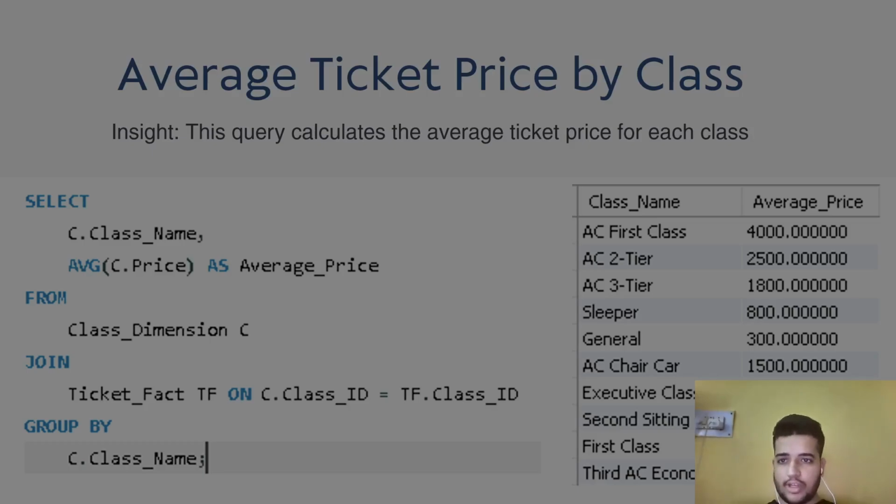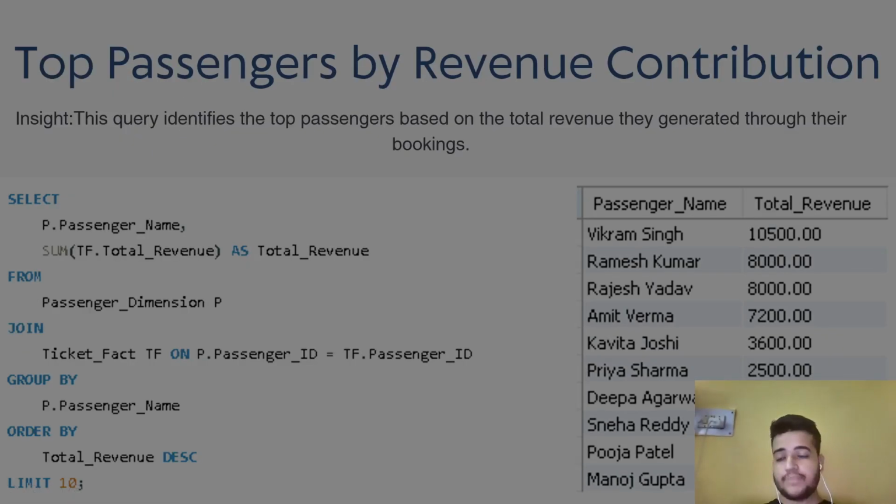The next query is average ticket price by class. This query calculates the average ticket price for each class. The classes are AC first class, 2 tier, 3 tier, sleeper, general, chair car, executive class, second sitting, first class, and third AC economy. We wrote the code in SQL, MySQL, and we got the table and the average price.